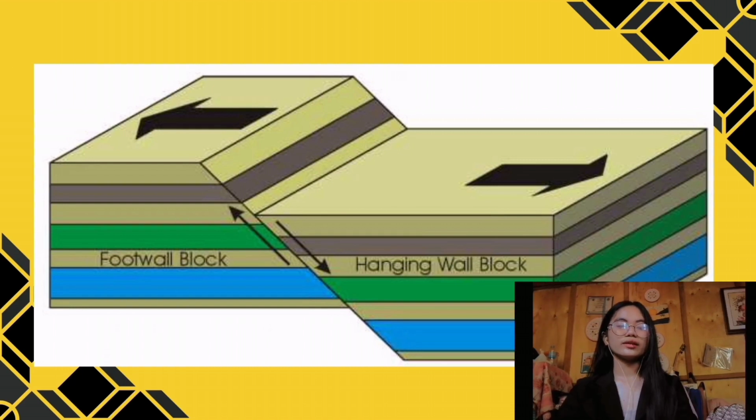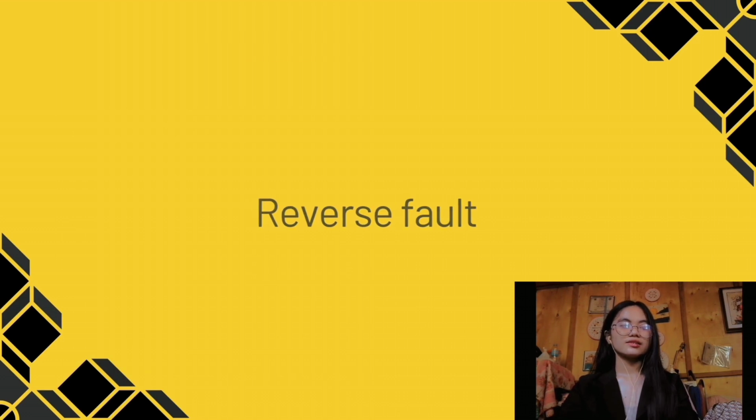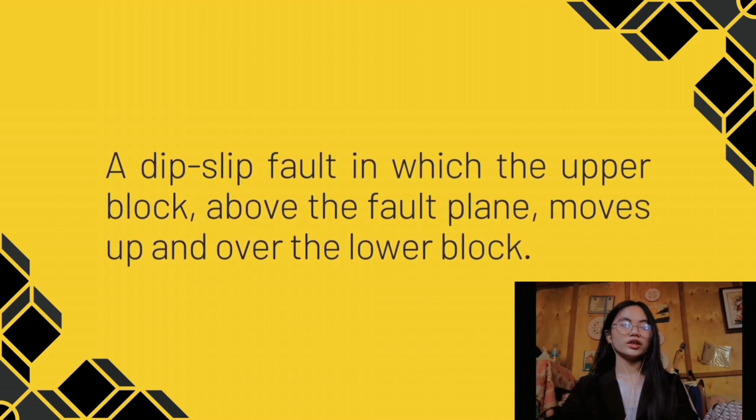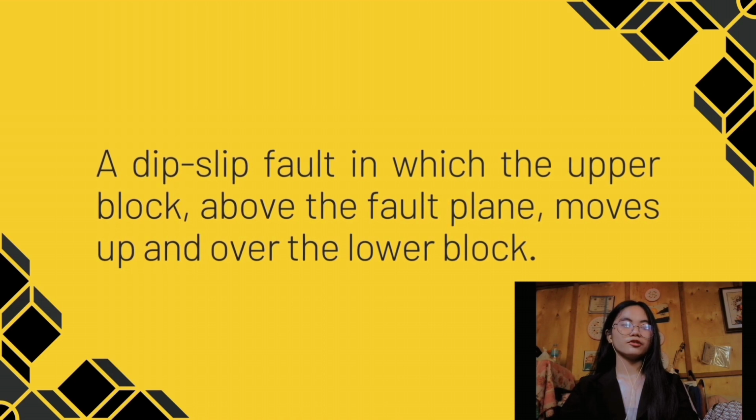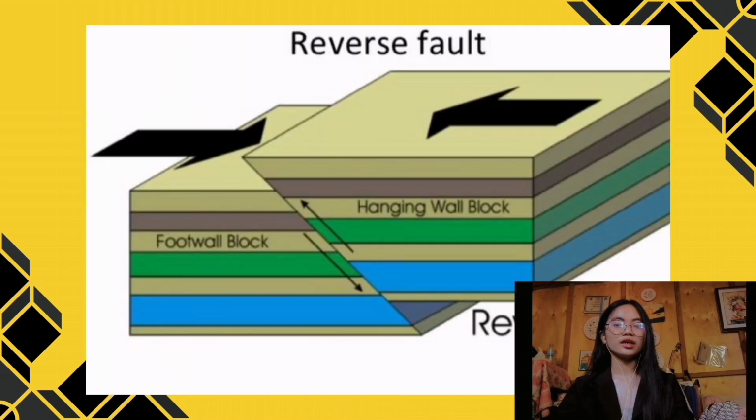The second one is reverse fault. What does it mean? It is a dip-slip fault in which the upper block above the fault plane moves up over the lower block. This type of faulting is common in an area of compression, such as regions where one plate is being subducted under another. When the dip angle is shallow, a reverse fault is often described as a thrust fault.